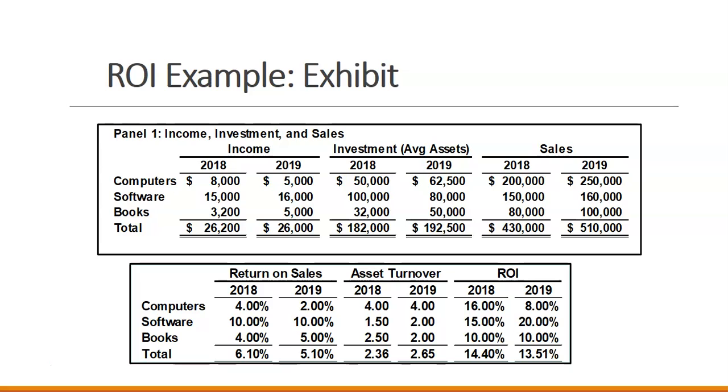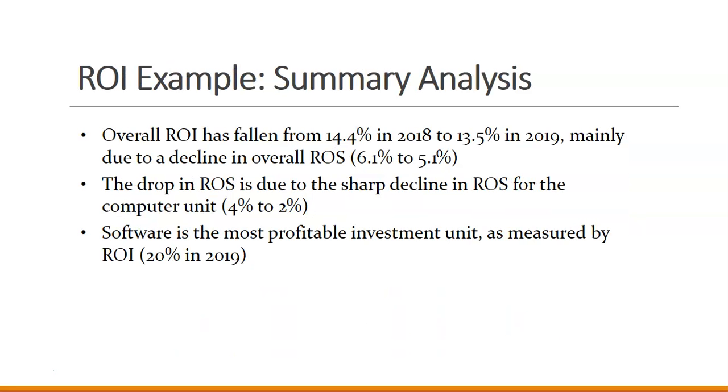So we look at the return on sales, the asset turnover, and the ROI. So we can see that the ROI on computers dropped significantly from 2018 to 2019, but increased on software and held steady for books. Overall, our return on investment has fallen. This is mainly due to the decline of the return on sales, and this is most highest in the computer unit, as we saw. Software is the most profitable of the 3 units.